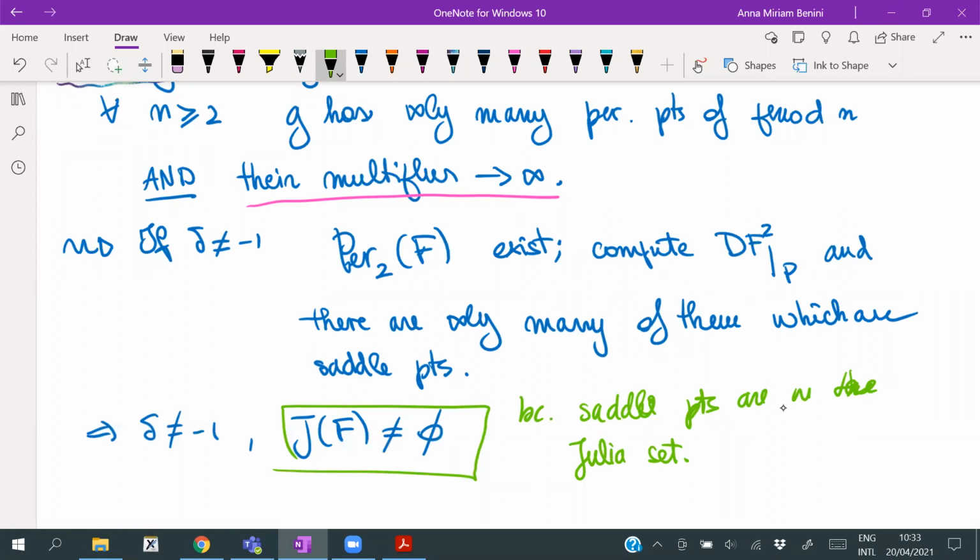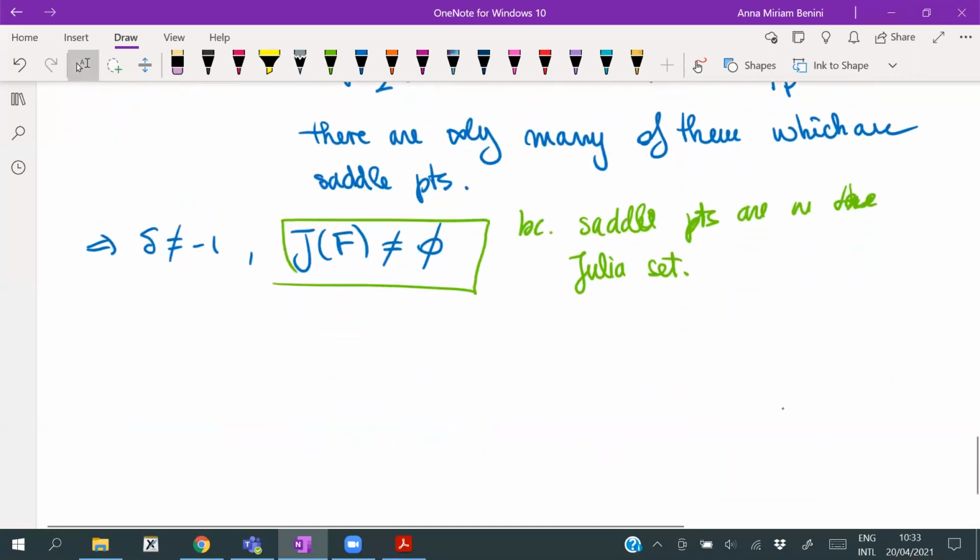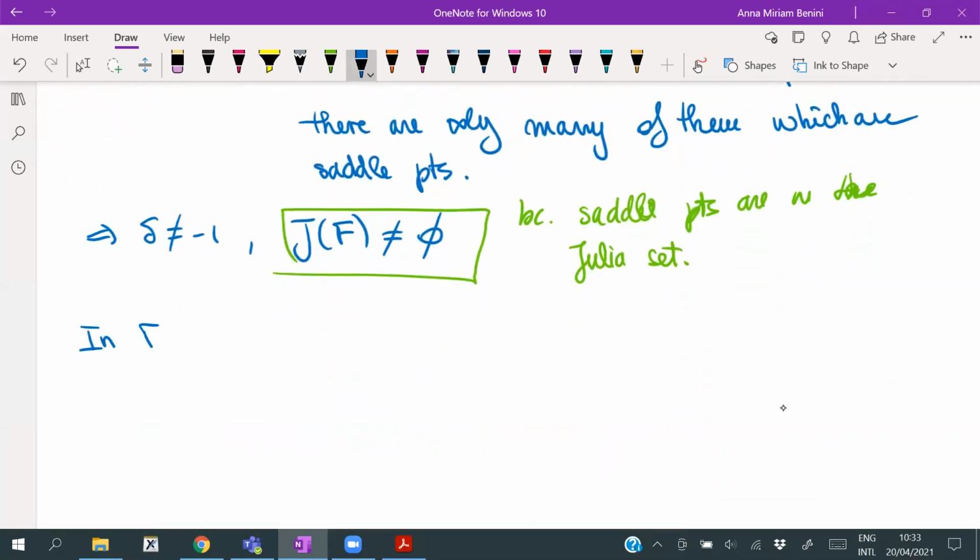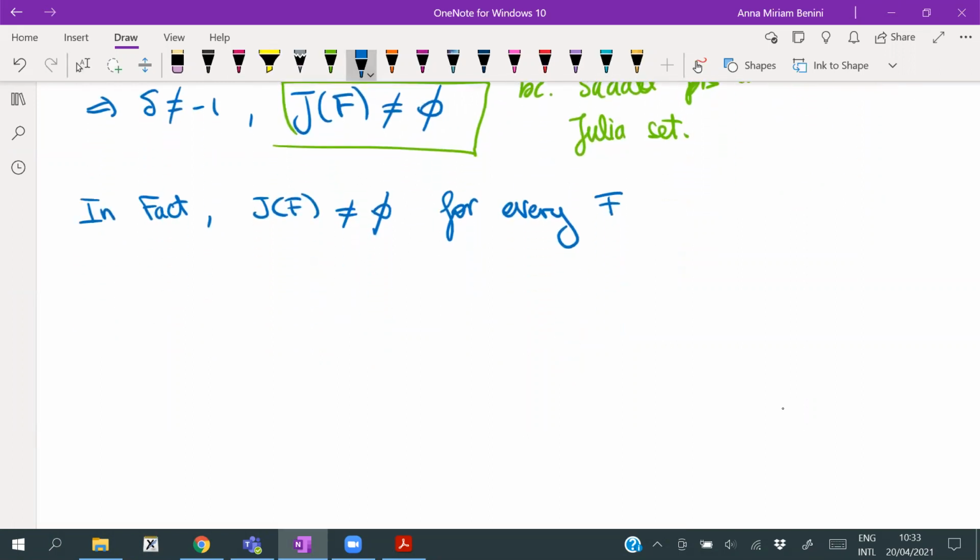Now, what about the functions that we left behind? What about the ones with delta equals -1? In fact, you can do more. In fact, the Julia set is always different from the empty set for every f. And you can prove this in a completely different way. You can prove this in a very different way. So how can you do this?